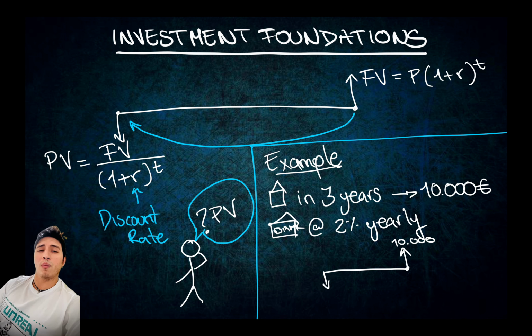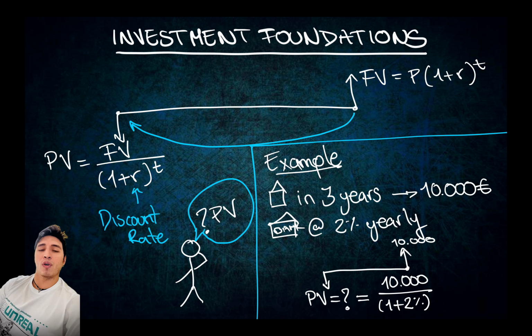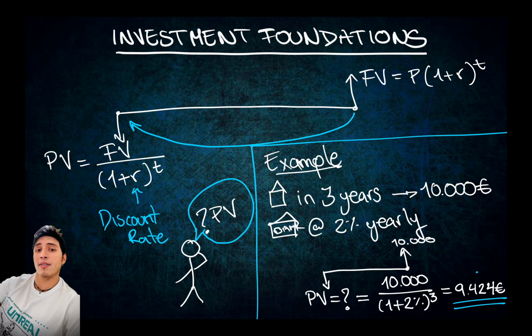So we are going to use this formula to bring that 10,000 euros into the present, and the formula is going to look like this. Present value is going to be equal to this 10,000 euros, which is the future value, divided by 1 plus the yearly interest rate, which in this case is 2%, and all to the power of the number of periods that we want to bring that cash flow back. In this case, it's 3 years. This will give you about 9,424 euros that you need to invest right now in order for you to have in 3 years those 10,000 euros for your house.